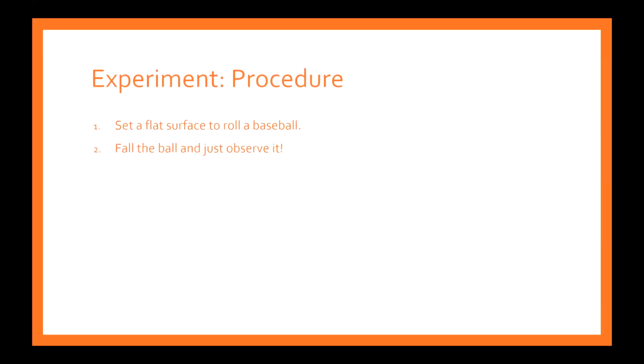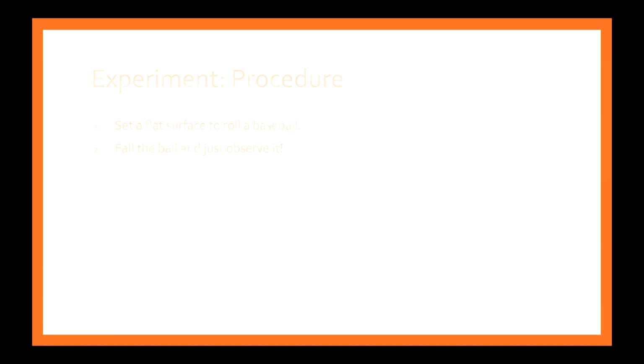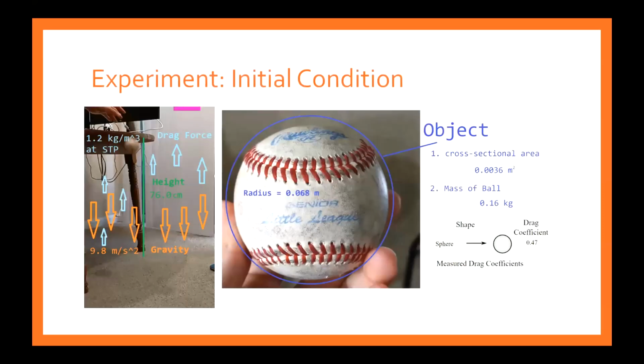Procedure, very simple. Just drop the ball. Initial conditions, here's where I got all my constant values. I got the radius of my ball, so I can get its cross-sectional area, and the mass of it. I already measured the mass, and the drag coefficient of a sphere is 0.47, so I just applied it. And the air's density, 1.2 kilograms per meter cubed. Those are all typical and trivial, so it doesn't really matter.